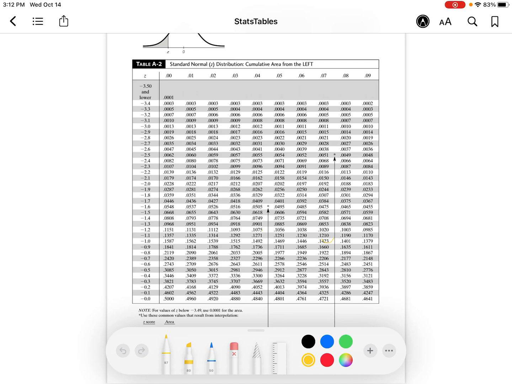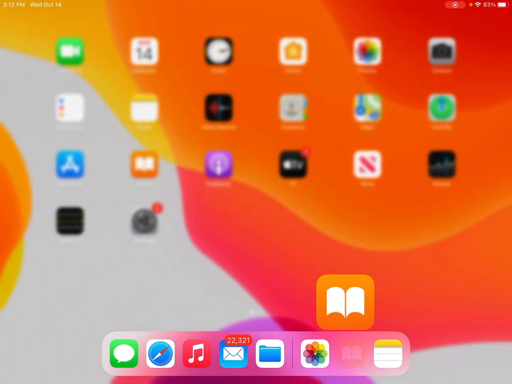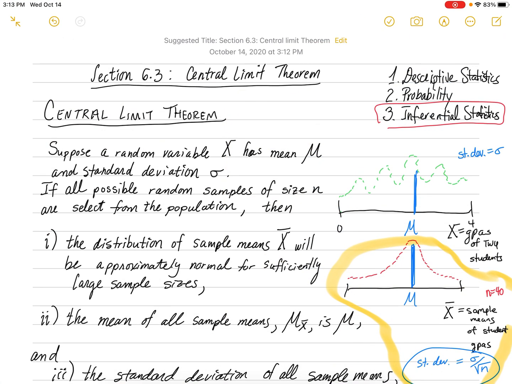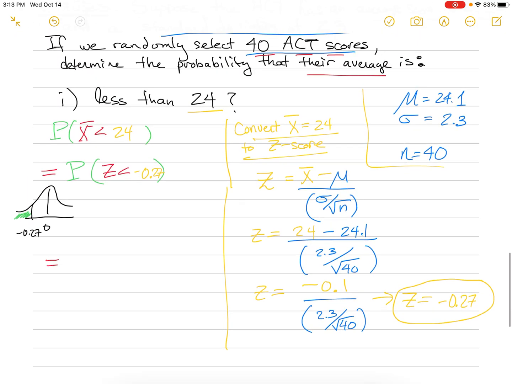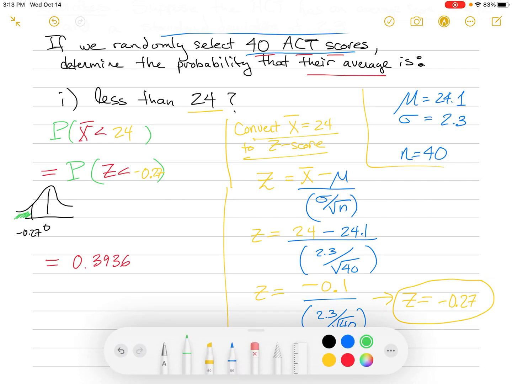Okay. So we look up minus 0.27, and we get an area of 0.3936. So that's our answer, 0.3936. Should be green.